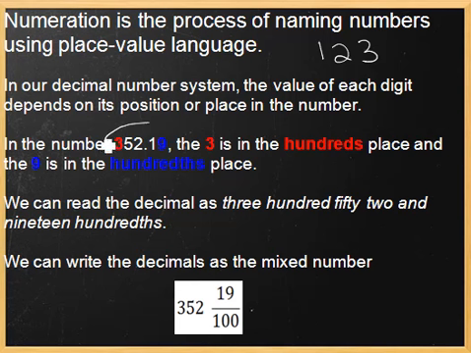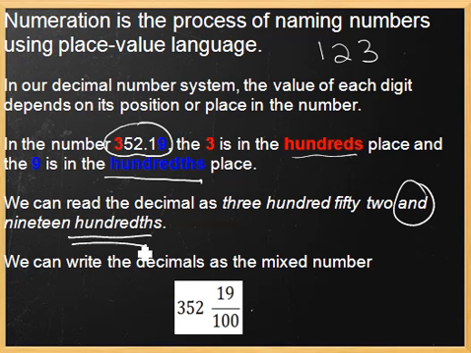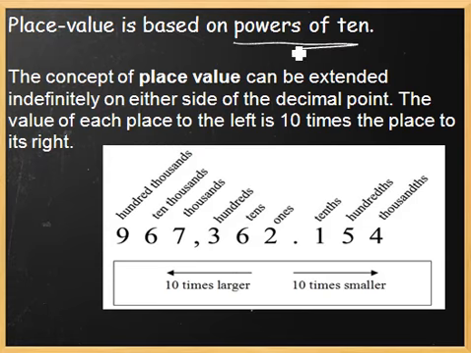We can look at expanding our place value. For example, 352.19, or 352 and 19 hundredths. We can express it as place value. We know that the 3 is in the hundreds place value, and we know the 9 is in the hundredths place value. Therefore, we can read the decimal as 352 and 19 hundredths. And we can express this as a mixed number as 352 and 19 over 100.